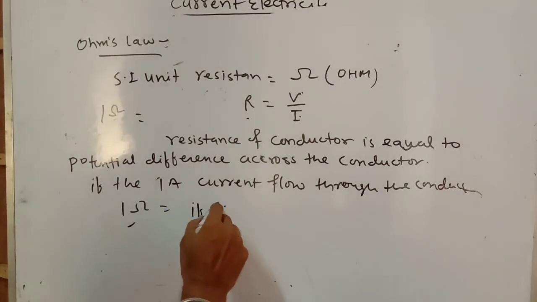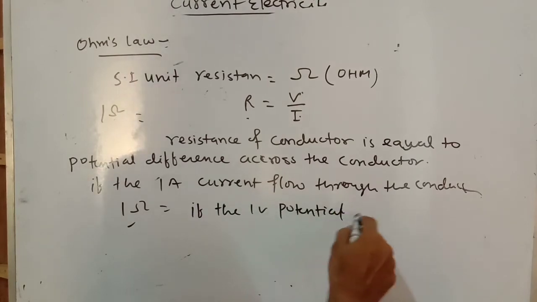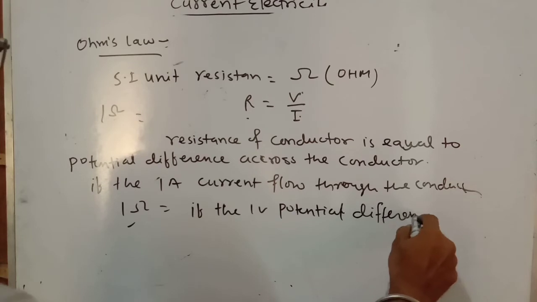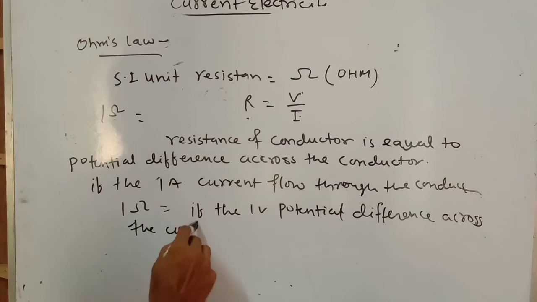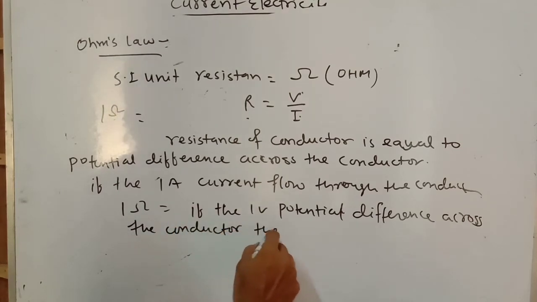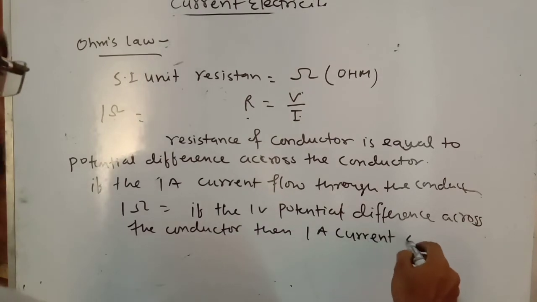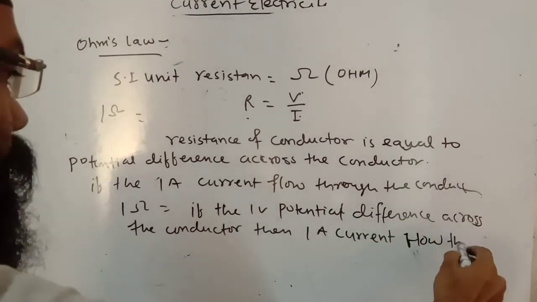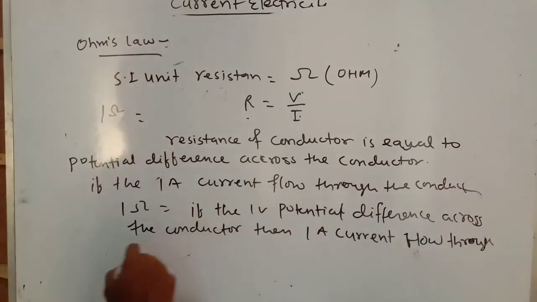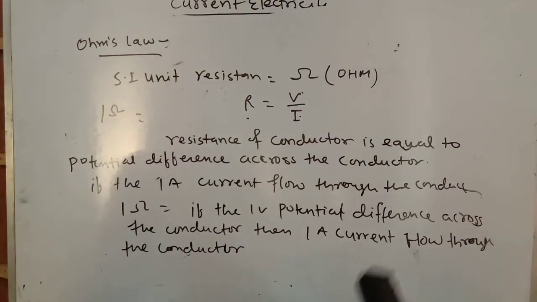Okay, if there is 1 volt potential difference across the conductor, then 1 ampere electric current flows through the conductor, so that is called 1 ohm resistance.